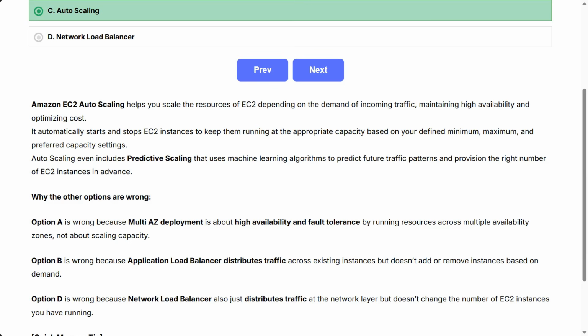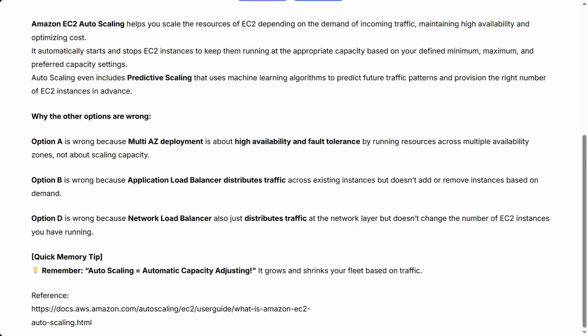Why the other options are wrong? Option A is wrong because multi-AZ deployment is about high availability and fault tolerance by running resources across multiple availability zones, not about scaling capacity. Option B is wrong because Application Load Balancer distributes traffic across existing instances, but doesn't add or remove instances based on demand. Option D is wrong because Network Load Balancer also just distributes traffic at the network layer, but doesn't change the number of EC2 instances you have running. Remember, Auto Scaling equals automatic capacity adjusting. It grows and shrinks your fleet based on traffic.